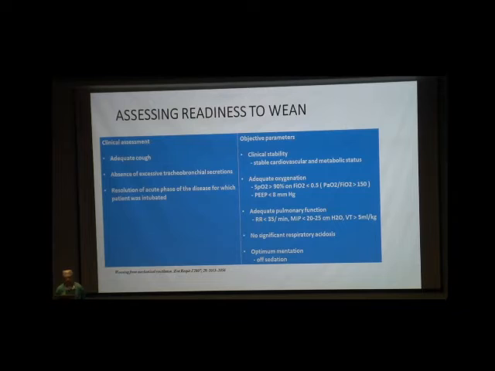Objective parameters include clinical cardiovascular and metabolic stability, and adequate oxygenation, which includes a saturation of more than 90% on a FiO2 of less than 0.5 with a PF ratio of more than 150, and a PEEP should ideally be less than 8 before we start to wean these patients. There should be adequate pulmonary function with the absence of any tachypnea, in the form of a respiratory rate less than 35 and a tidal volume of more than 5 ml per kg. There should be no significant respiratory acidosis, and the patient should be adequately awake, and the mentation should be optimum without sedation.